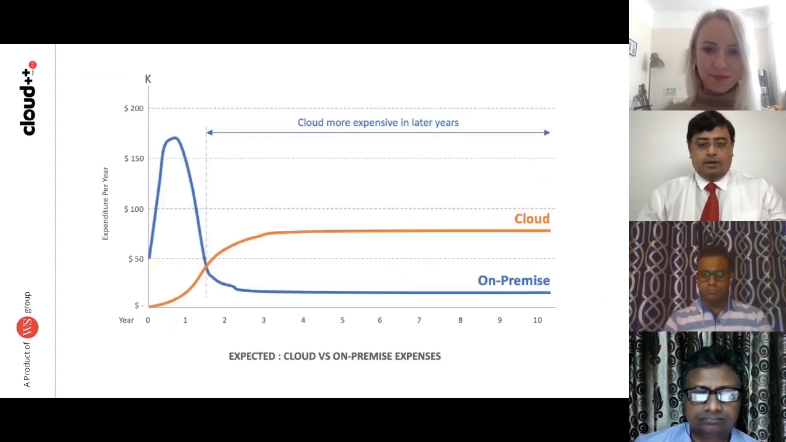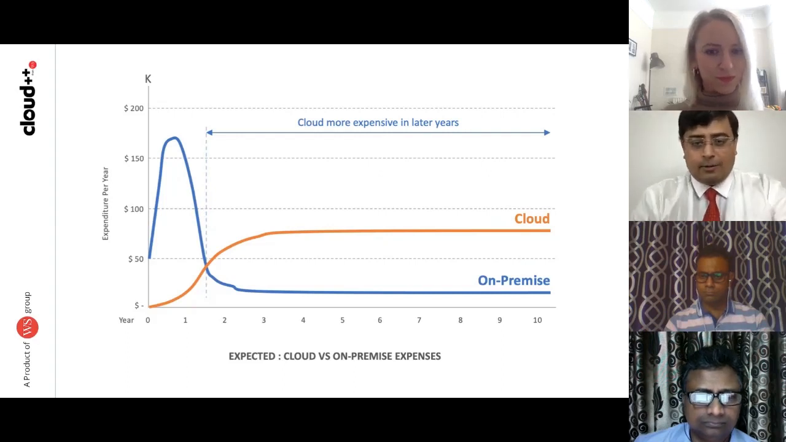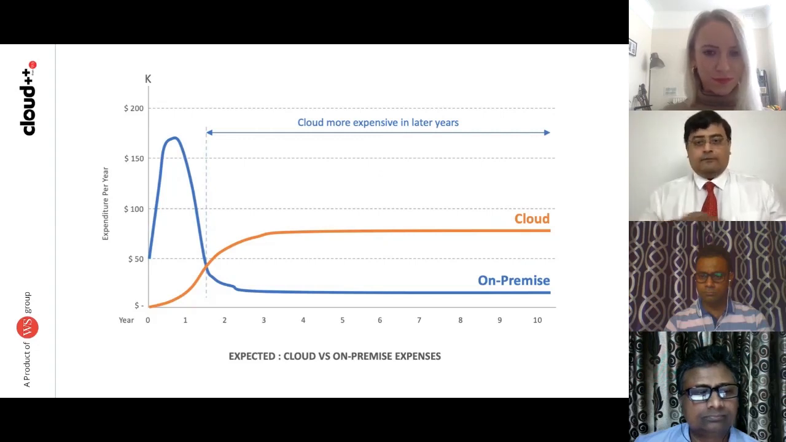Now here, Amy, what I would really like to emphasize is, if we look at this chart, this is what we are expecting: that initially there will be a big rise in the cost, the initial investment, and after that, the graph actually flattens out for on-premise infrastructure.